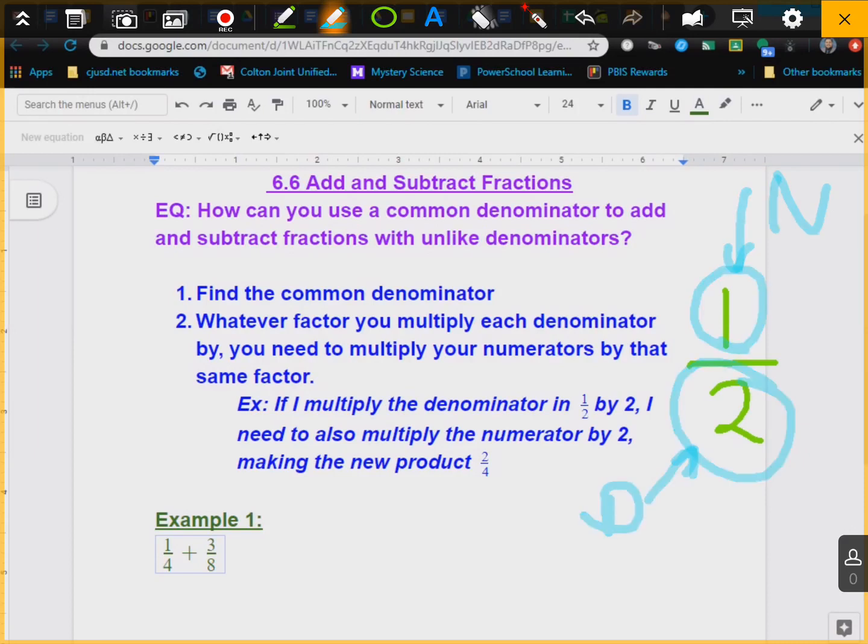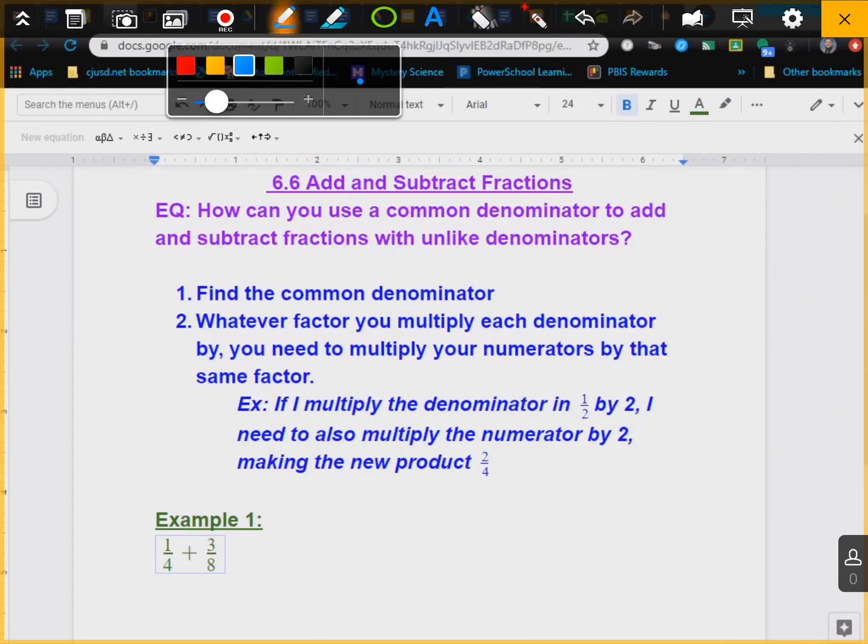So if I multiply the denominator by 2, I have to also multiply the numerator by 2. Whatever you do to the bottom, you have to do to the top. Whatever you do to the top, you have to do to the bottom. Okay? Simple as that. And that would make my new fraction 2/4. Because 1 times 2 is 2, and 2 times 2 is 4. Okay?